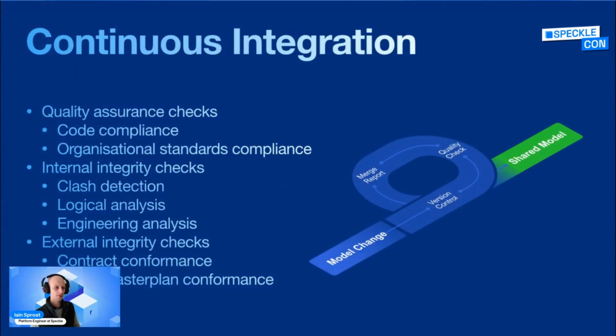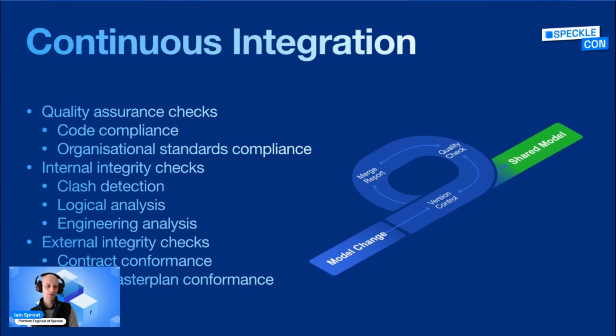So I'm going to start with continuous integration. This is whenever you get a change to your model, you go through a quality check, you do some other checks to it that would ensure it is correct for sharing, for merging with your partners. So this might be quality assurance checks, it might be code compliance, organizational standards. It might be other kinds of internal integrity checks, clash detection. It might be logical analysis. Do all your rooms have doors? Do all the pipework connect? We saw yesterday Bollinger and Grohmann's automation for highlighting whether structural columns connected to supporting structure.